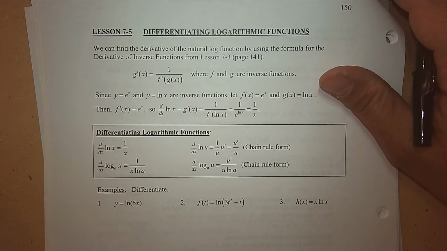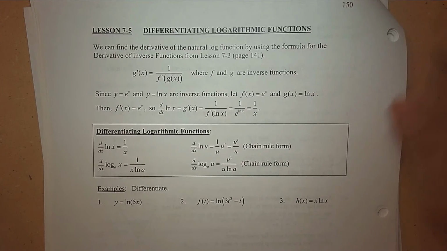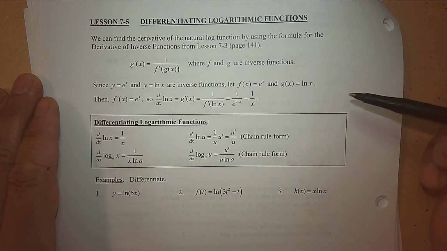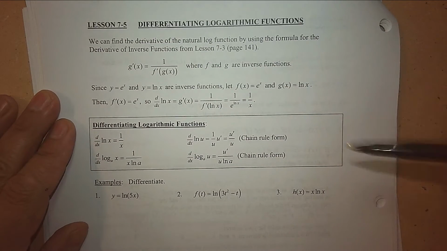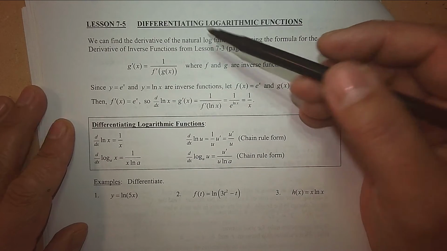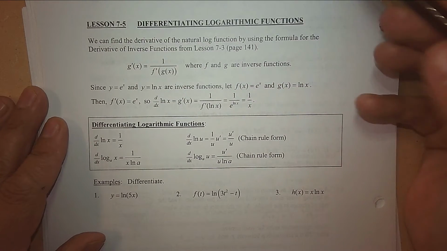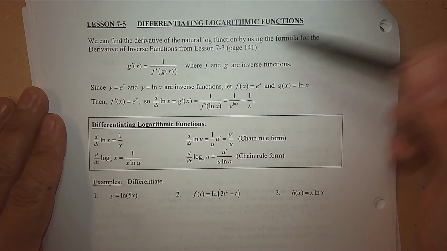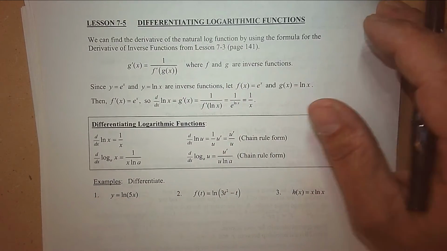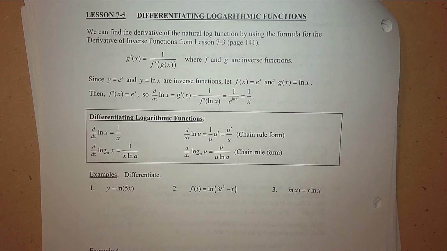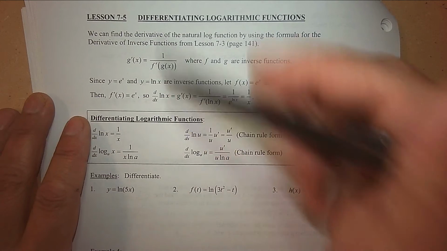7202. Lesson 7.5. Can you differentiate logarithmic functions? That's the focus. So we can find the derivative of the natural log function by using the formula for the derivative of inverse functions. And the reason is exponentials and logarithms are inverses, right? And we already had a unit on how do you do the derivative of an inverse, right? They're connected. So how do you do that again?